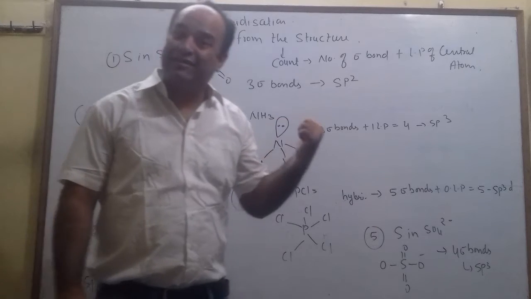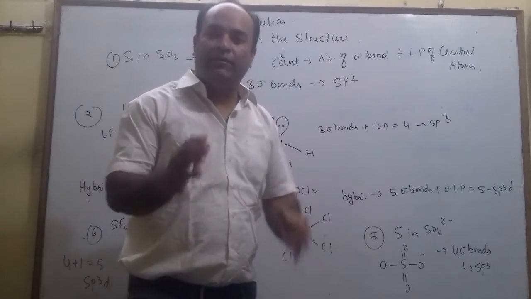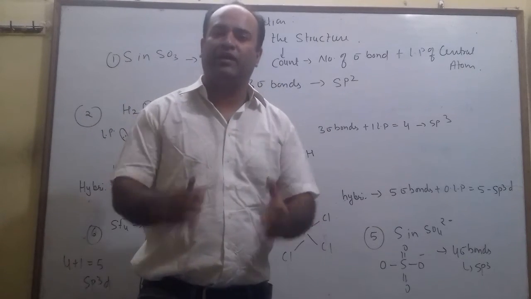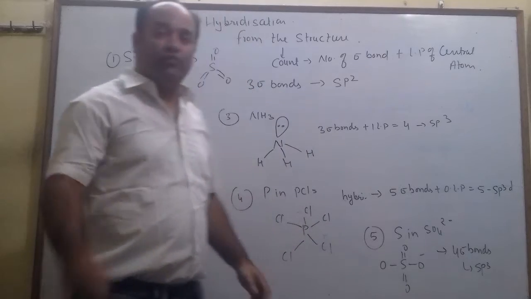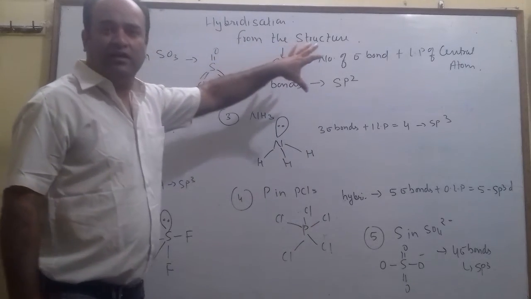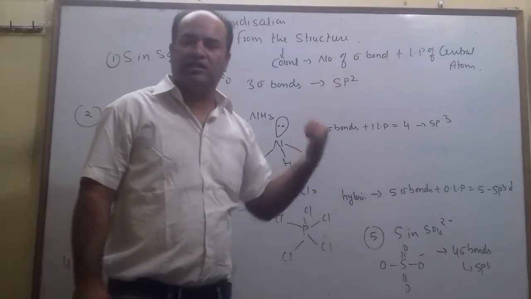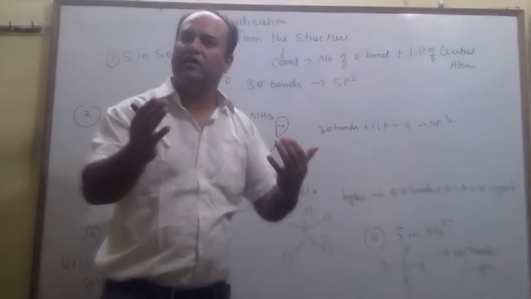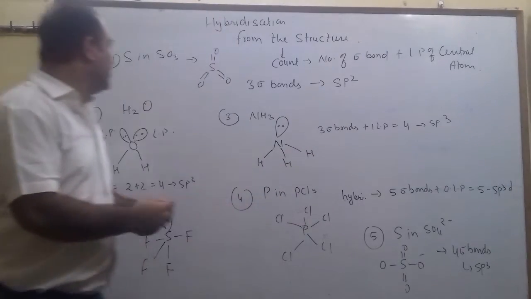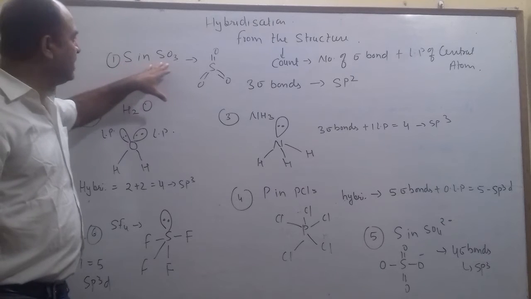Today I am taking chemistry hybridization. Hybridization, how to calculate hybridization from the formula. It is very simple: the structure has been given to you and you have to calculate hybridization from the structure. Let's take the first example, SO3.